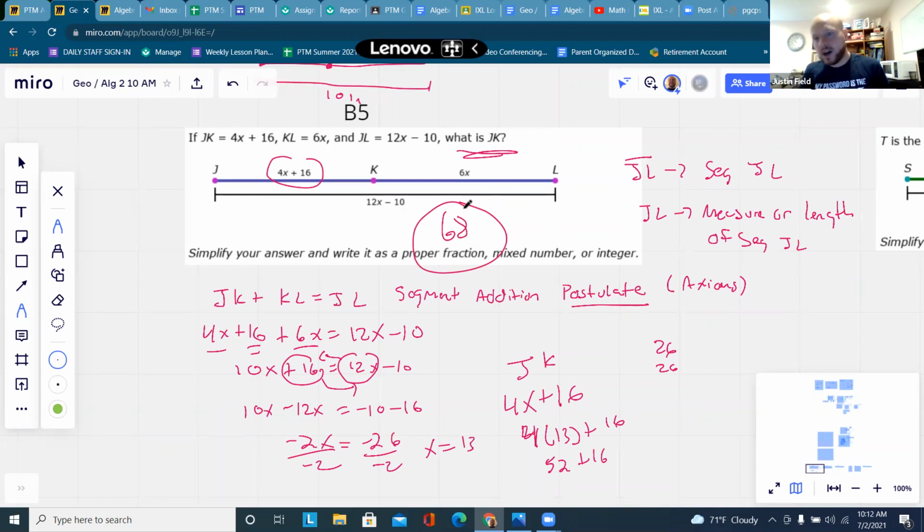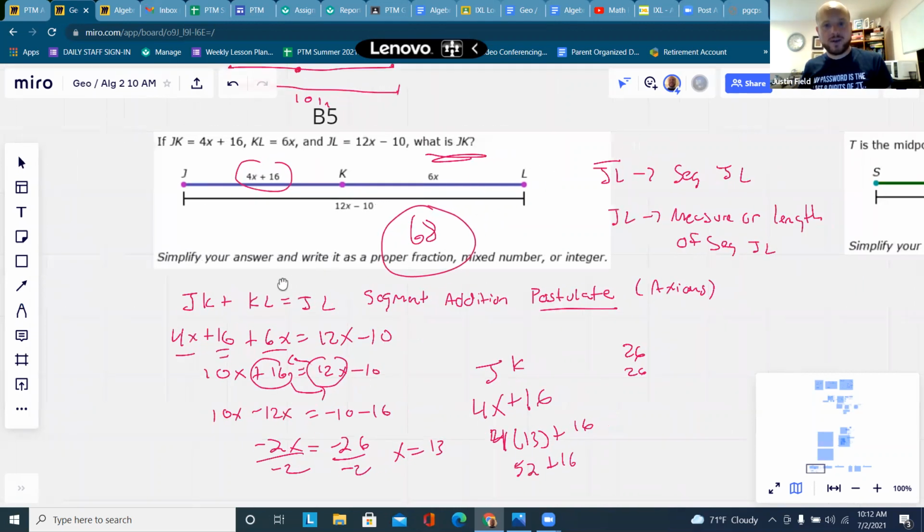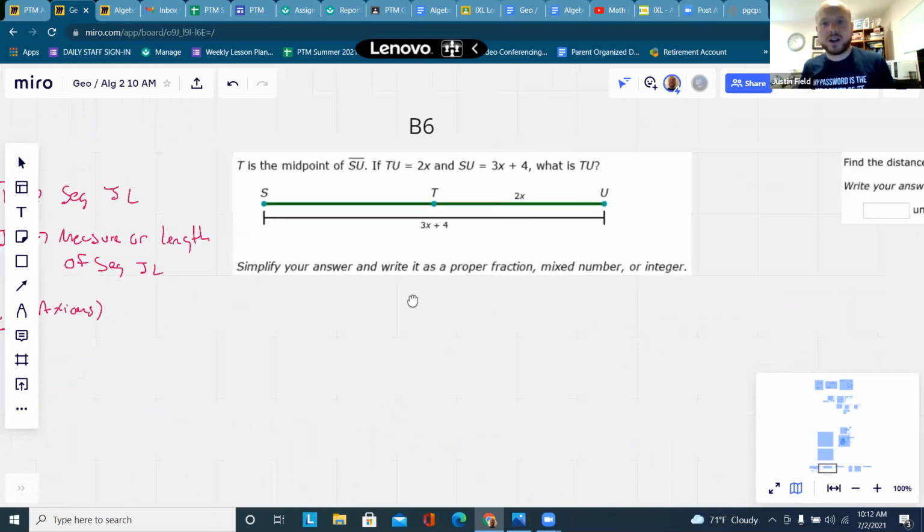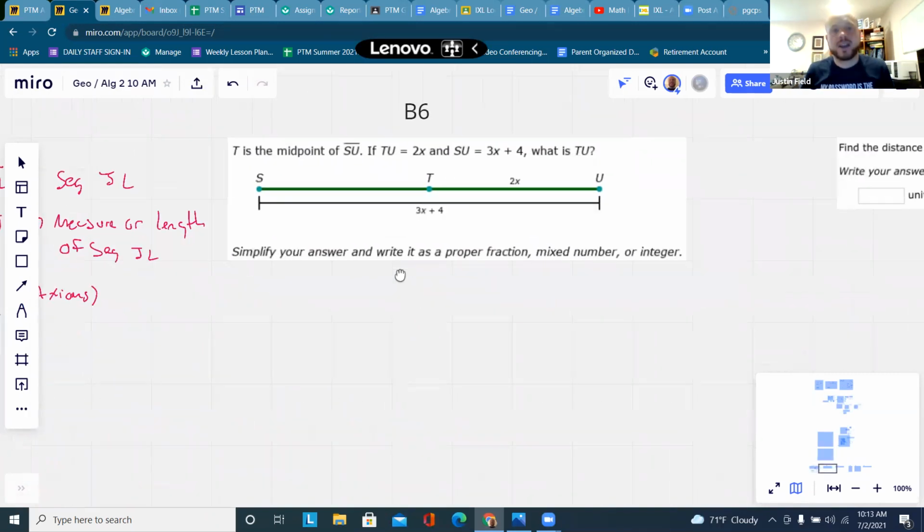All right, so hopefully that's helpful. We'll go over the success criteria in class, but use that example, and now you try for 10 minutes. And then post your questions in the organizer in green, yellow, or red.